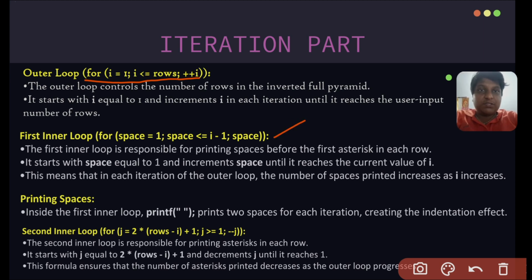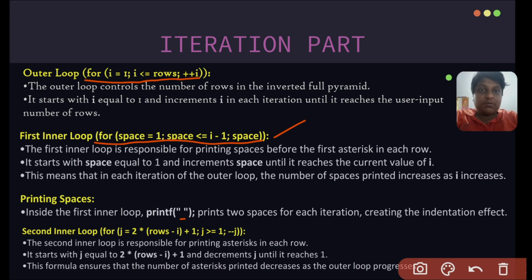This first inner loop is for (space = 1; space <= i - 1; space++). The first inner loop is responsible for printing spaces before the first star in each row. It starts with space equal to 1 and increments space until it reaches the current value of i. This means that in each iteration of the outer loop, the number of spaces printed increases as i increases. Printing spaces: inside the first inner loop, printf of a space. This prints two spaces per iteration, creating the indentation effect.